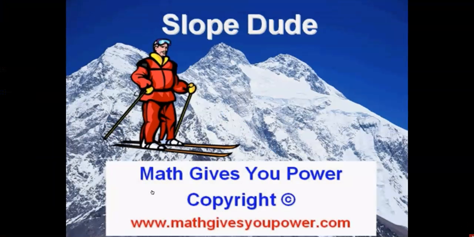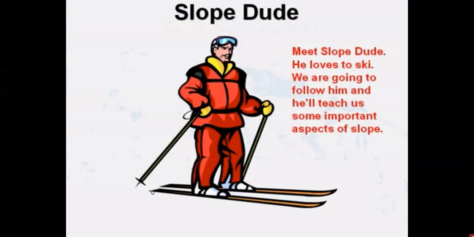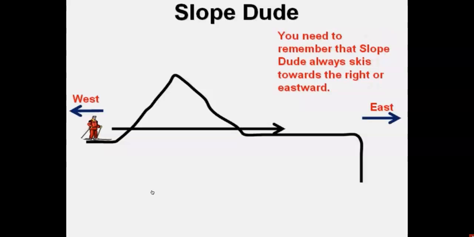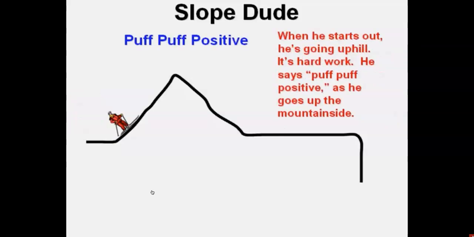Welcome to the adventure of Slope Dude. Meet Slope Dude. He loves to ski. We are going to follow him, and he'll teach us some important aspects of slope. This is the course he's skiing today. Again, what he says will teach us about slope. You need to remember that Slope Dude always skis toward the right or eastward. When he starts out, he's going uphill. It's hard work. He says puff, puff, positive as he goes up the mountainside. Puff, puff, positive. Now he's at the top.